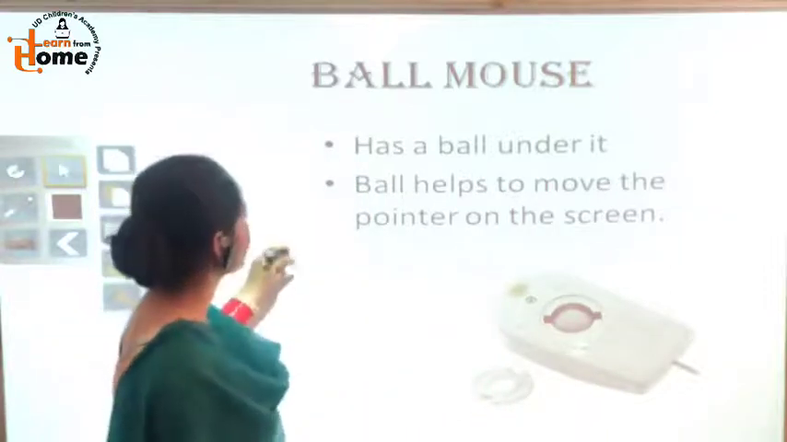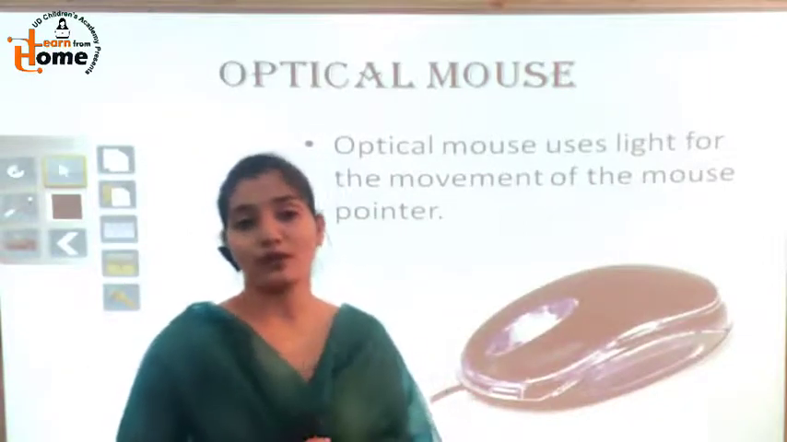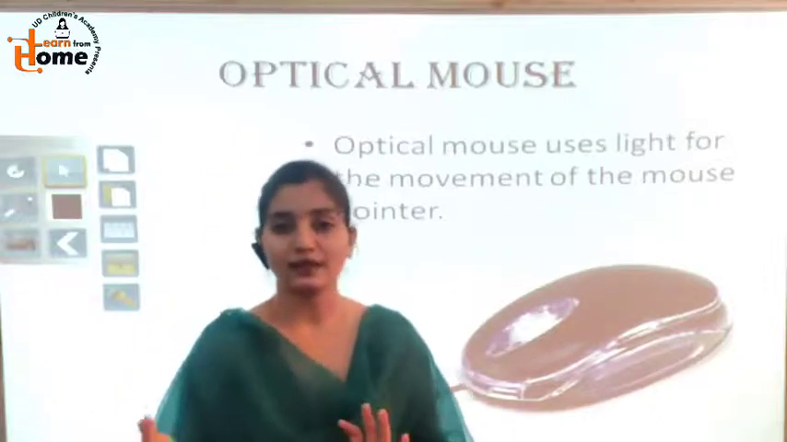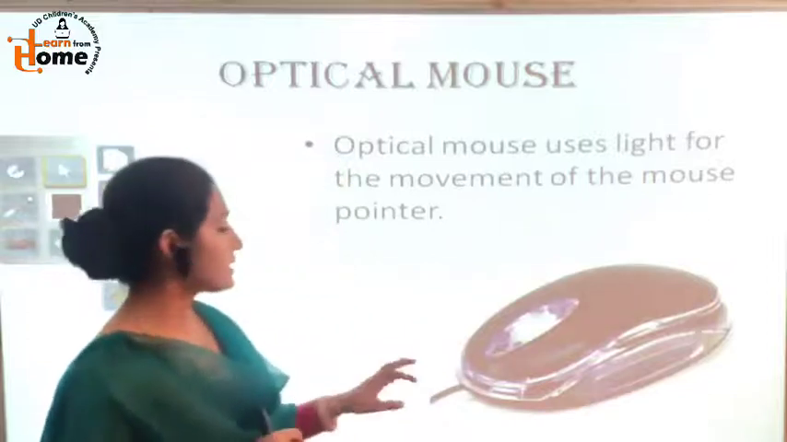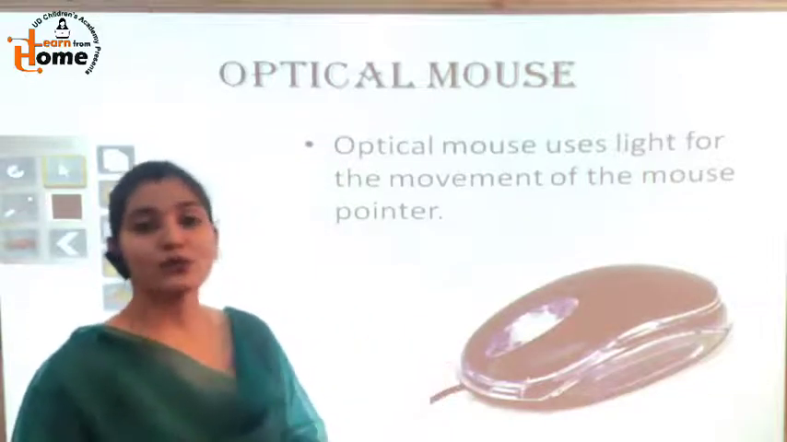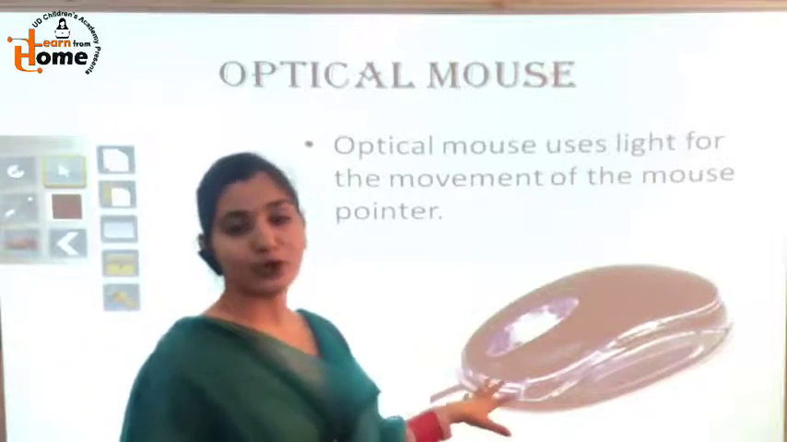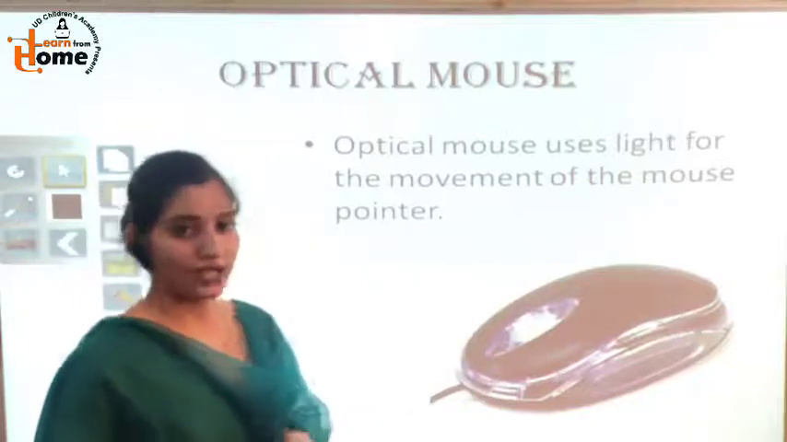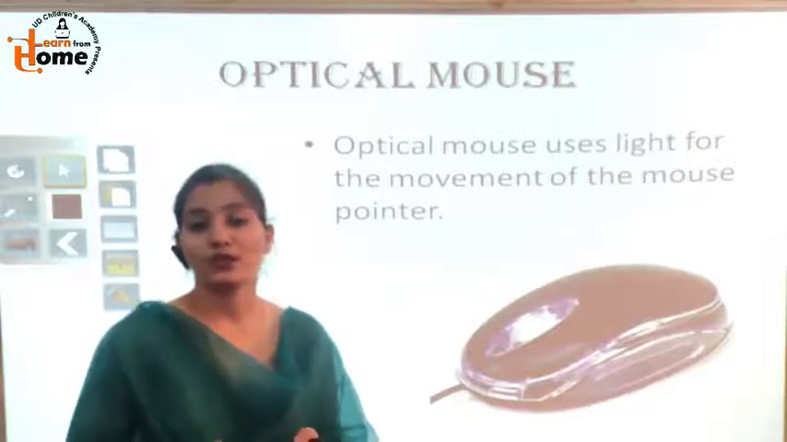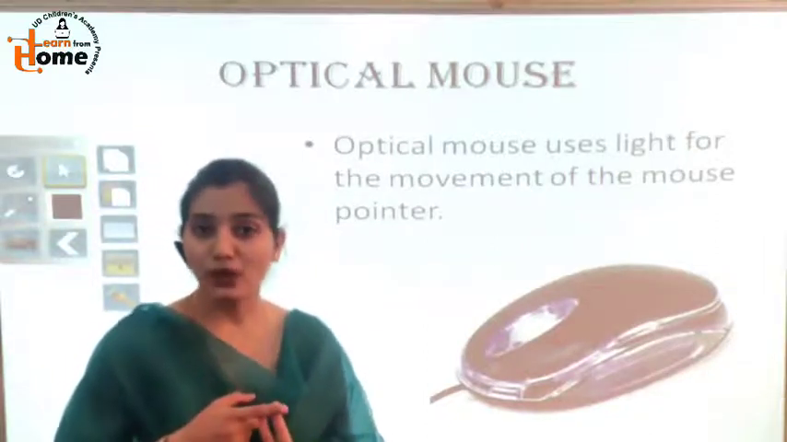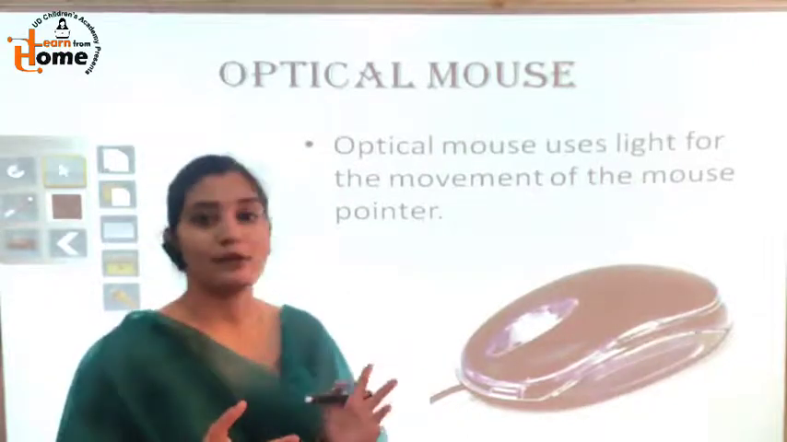Now we have the optical mouse. Okay, what is an optical mouse? It is the same as other mouses, but it uses light to move. Okay, as the ball mouse uses a ball for the movement of the pointer, in the same way this optical mouse uses light for the movement of the mouse pointer. Okay, so these are all the different types of mouse: 2-button mouse, 3-button mouse, ball mouse, scroll mouse, and this optical mouse.